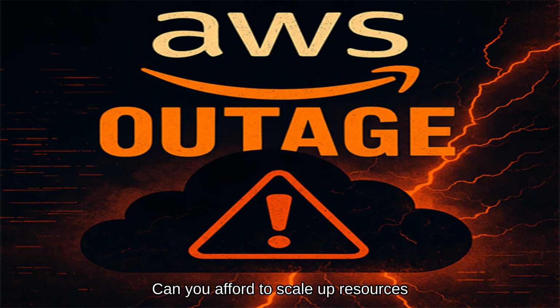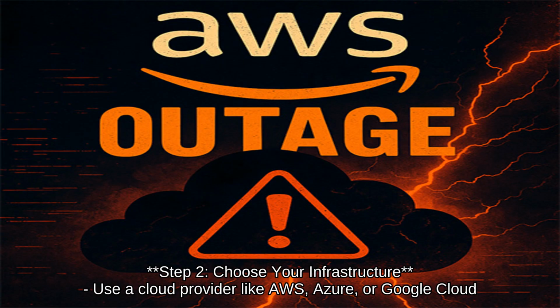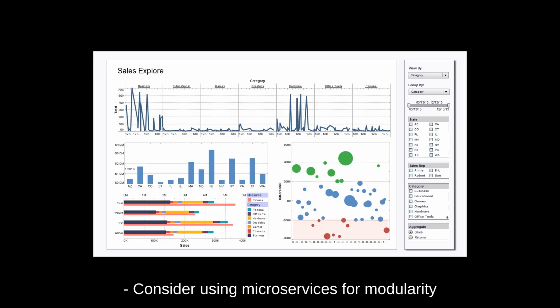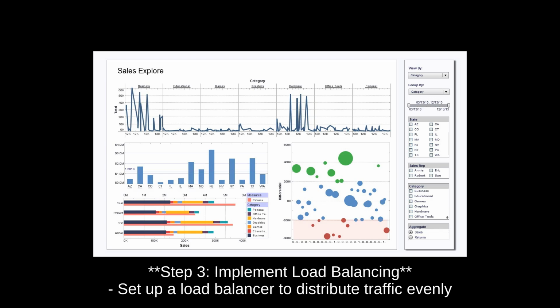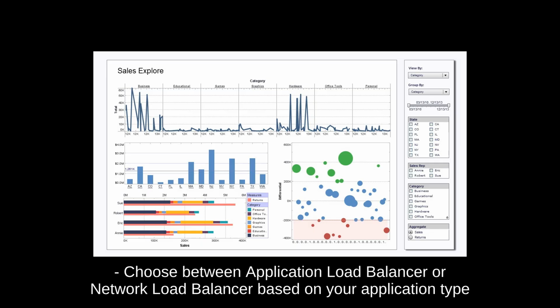Step 2. Choose your infrastructure. Use a cloud provider like AWS, Azure, or Google Cloud. Consider using microservices for modularity. Step 3. Implement load balancing. Set up a load balancer to distribute traffic evenly. Choose between application load balancer or network load balancer based on your application type.